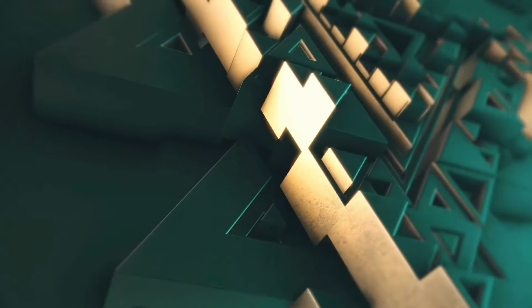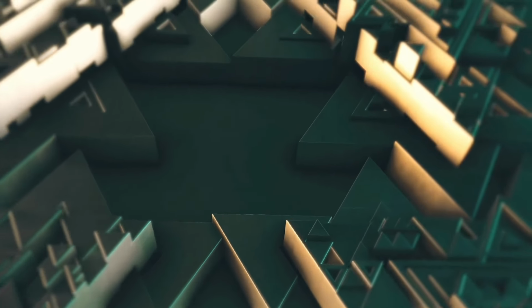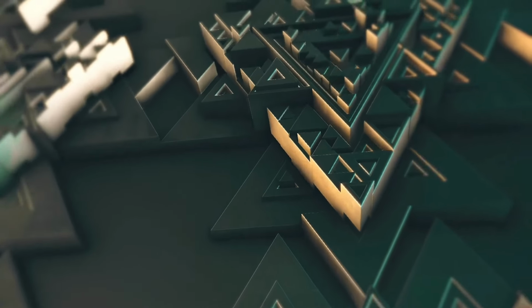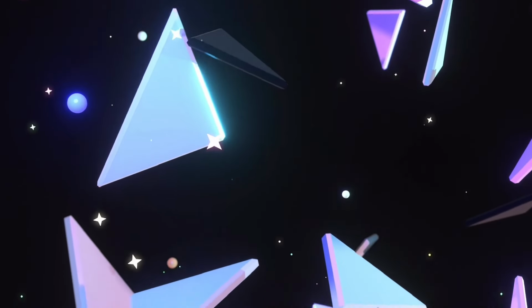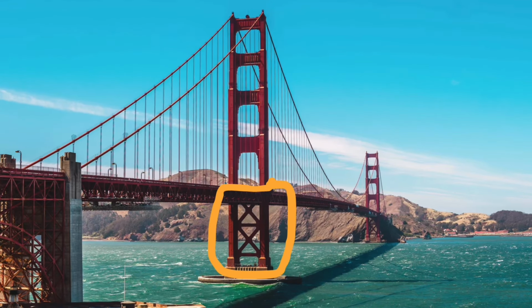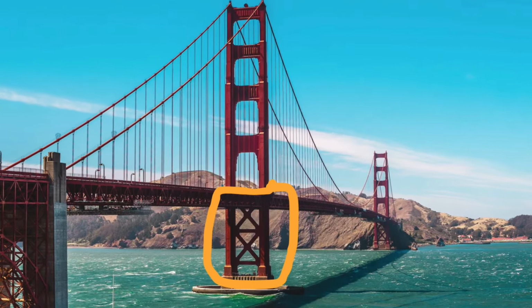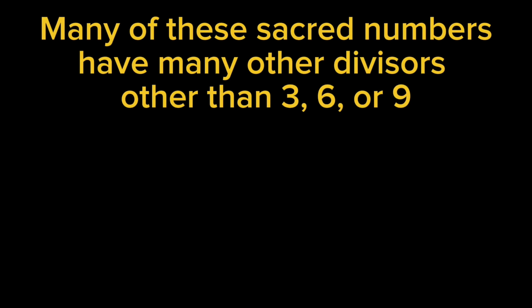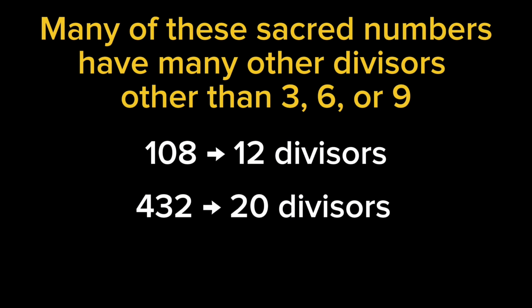So although this does explain why the sum of all angles in any polygon is a multiple of 3, 6, and 9, it is still fascinating how all polygons can be made up of triangles, 3-sided shapes where the sum of their angles is a multiple of 3, 6, and 9, showing how these numbers do have some significant properties. Additionally, triangles are the strongest shape, which is why we almost always see them in bridges somewhere, further contributing to the sacredness of these numbers. Another thing to recognize is that many of these sacred numbers have many other divisors other than 3, 6, or 9. For example, 108 has 12 divisors total and 432 has 20.